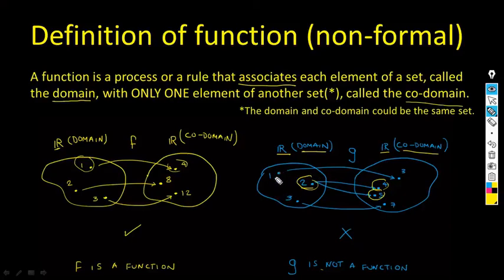Because you may be thinking, well, G respects the requirement for this one, right, for this element, because it's associating the number 1 to only one element of the codomain, and it's associating the number 3 of the domain with only one element of the codomain, and that's okay. But it violates the principle with the number 2, and only one violation is enough to disqualify this machine G as being a function.